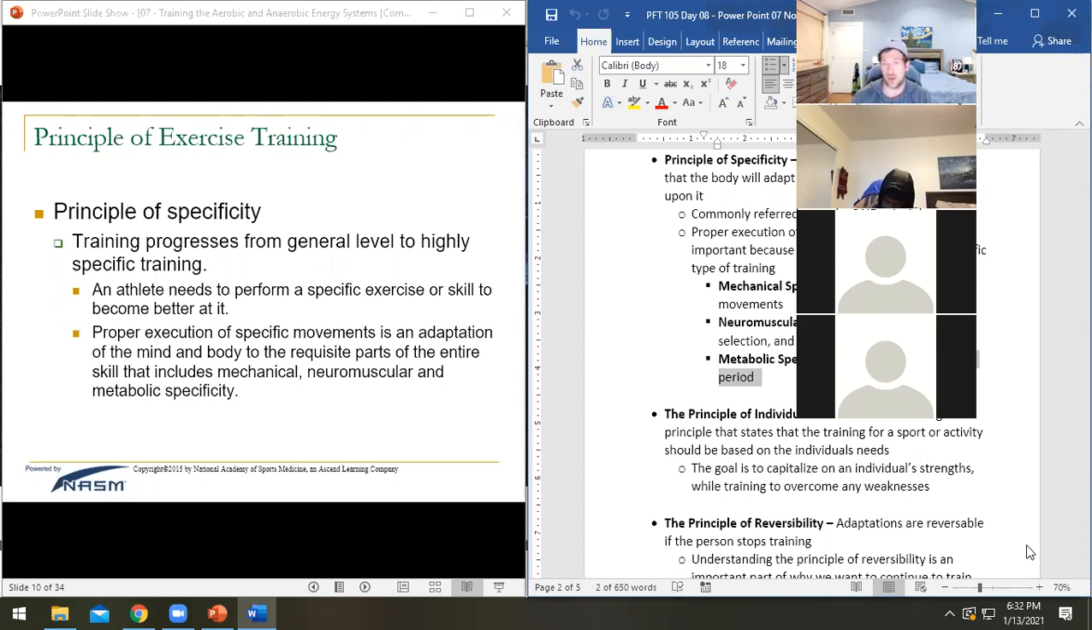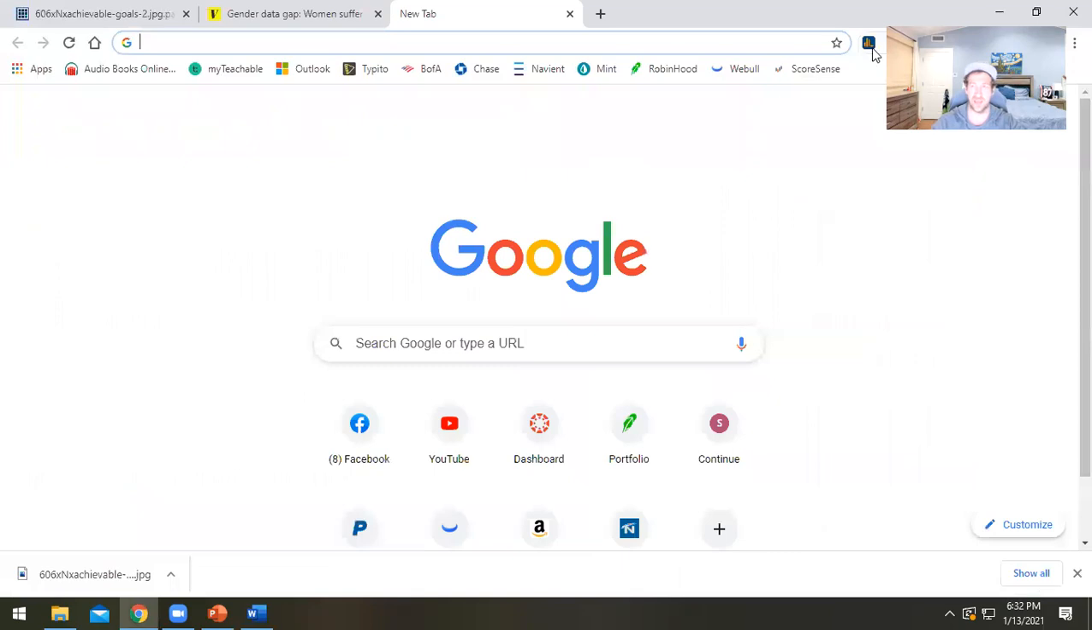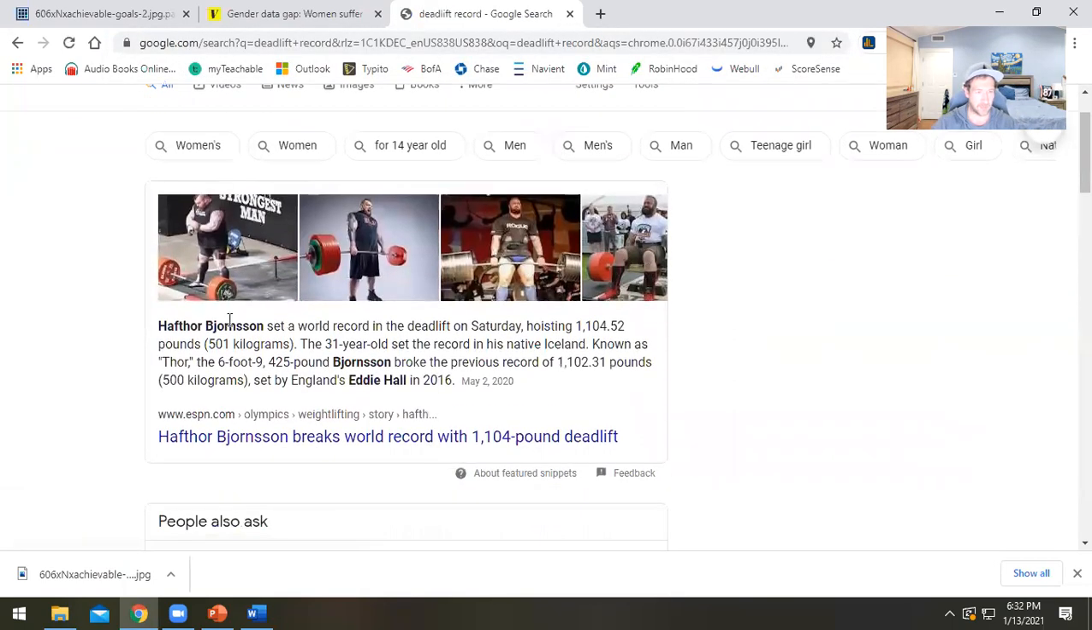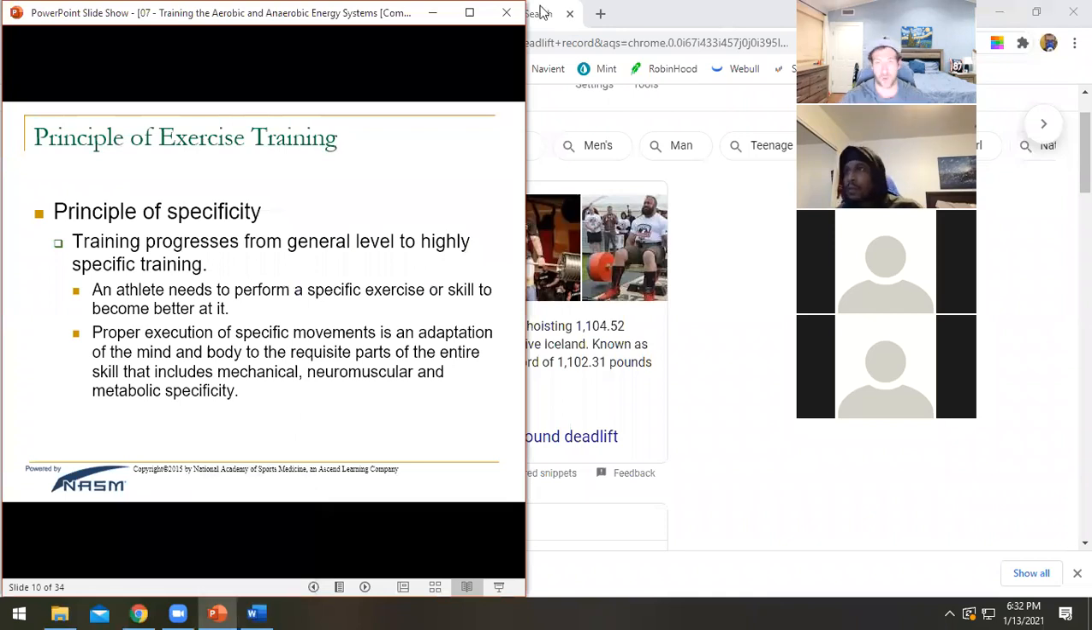Now let's take a look at a power lifter. Let's take a look at somebody trying to break the deadlift record set by, I guess Hathor's got it now, although he didn't do it in front of a professional committee the way that Eddie did. I guess Hathor has it at 1,104 pounds. God, that is insane. Imagine being able to just grab 1,100 pounds and lift it up off the ground.